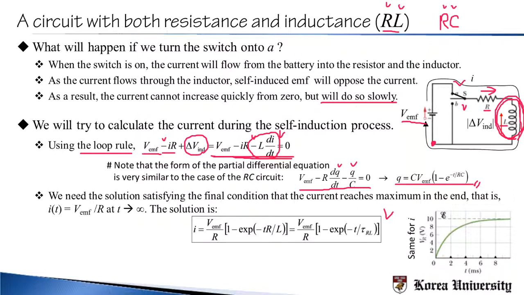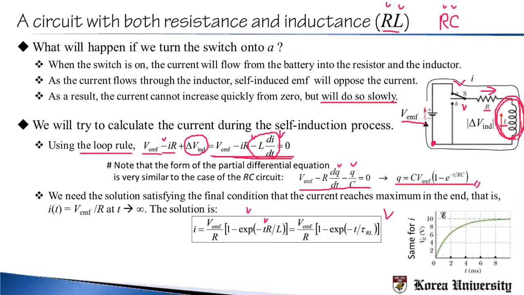Okay, let's see whether it makes sense or not. In the beginning, the current has to be 0. So if you insert t equals 0 here, then the exponential of 0 is 1, and 1 minus 1 is 0. So when t equals 0, the current is 0. It makes sense. Correct. Okay.